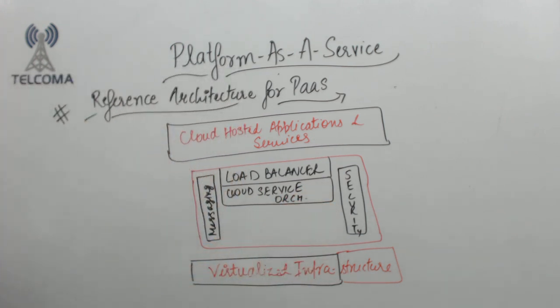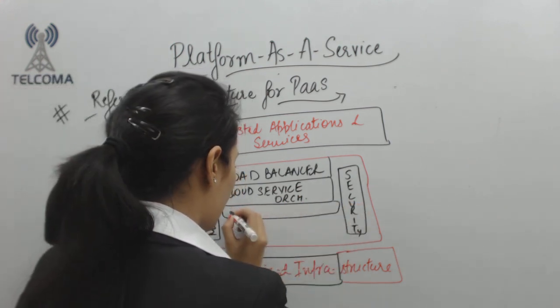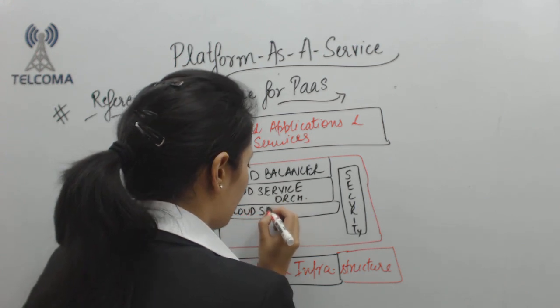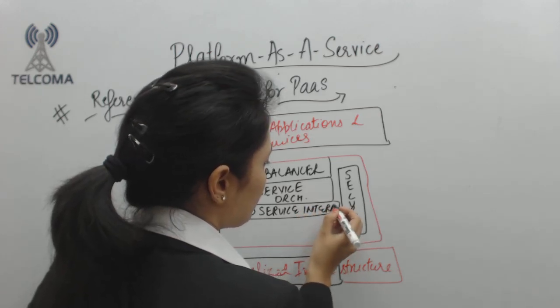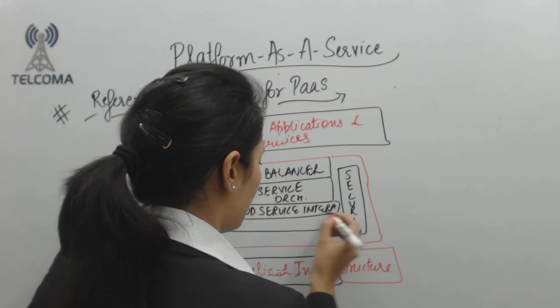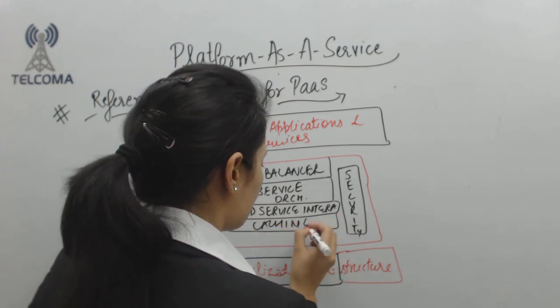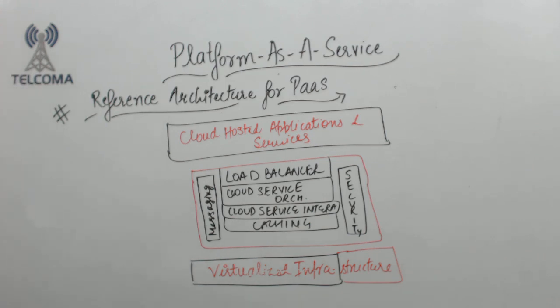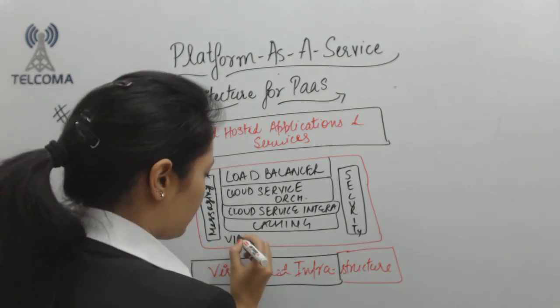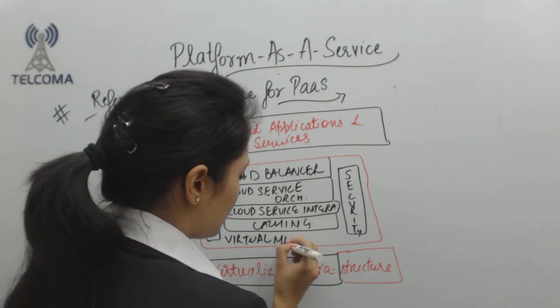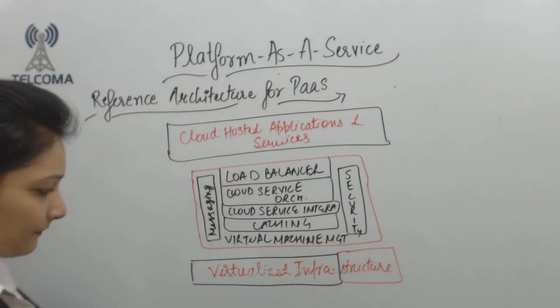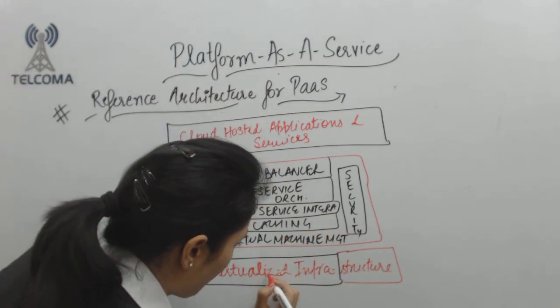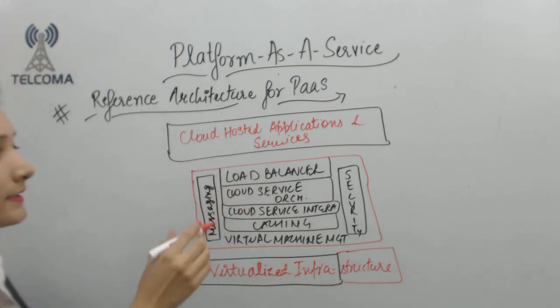After that, we have cloud service interaction and caching. Then caching here, and then we have virtualized machine management also here. Virtual machine management. So this is your communication layer.